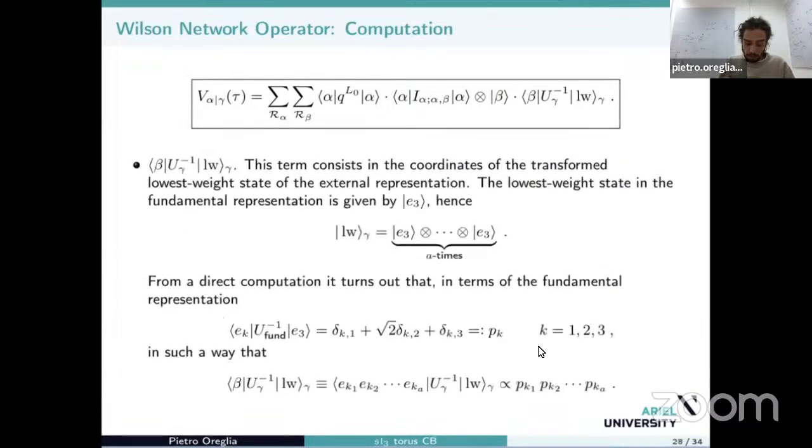So this is the first term. Then we move to the last term, this one here. This is essentially consisting of the coordinates of the transformed lowest weight state. So this is a transformed one here. This state is not the regular one. In general, the lowest weight state decomposed in terms of the fundamental representation is given just by the composition of E3, the lowest weight of the fundamental, eight times.